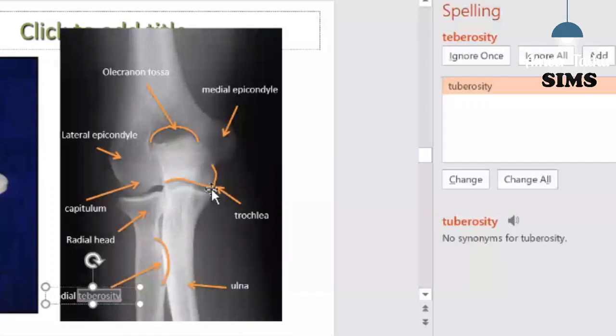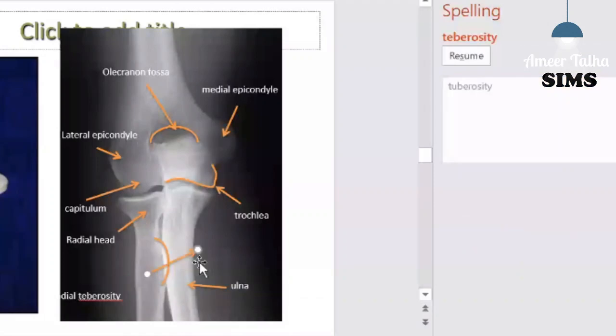This area is of the joint space, so this is the head of the radius, this area is of the neck, and this is the radial tuberosity, and this one is the shaft of the ulna. So these are different points which are asked in case of radiological examinations.